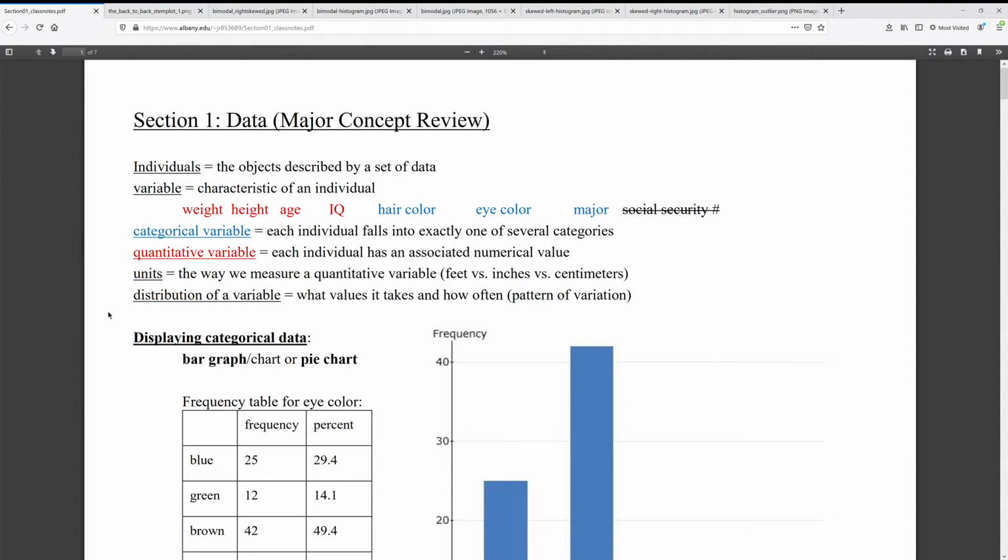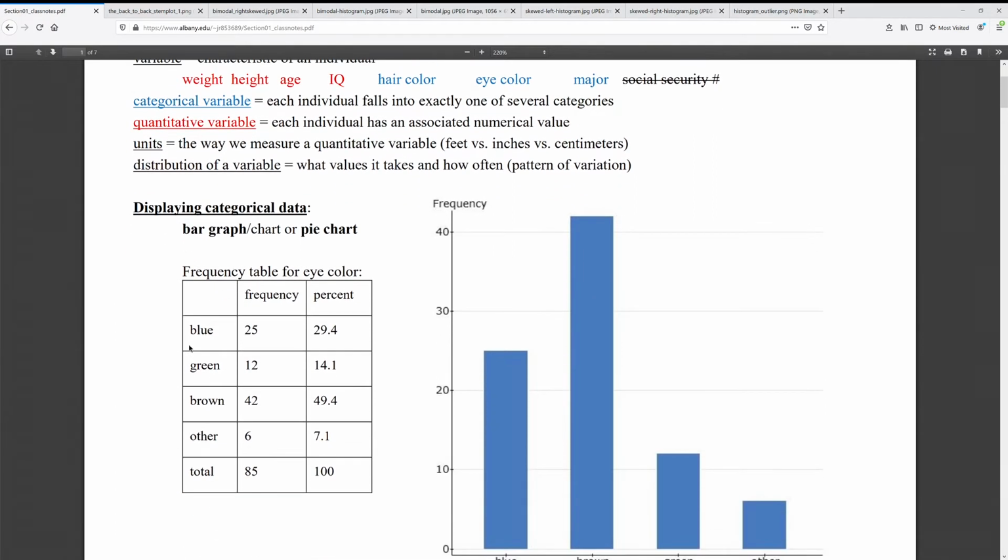Now, as far as categories go, we can dispense with them pretty quickly. There isn't a lot to say about categorical variables. The bottom line is if we're talking about a bunch of people, then all you've really got is how many individuals have been lumped into each of these categories. So for the sake of argument, we're talking here about 85 people, and we've got 4 eye color categories. So 25 of the people in the room or whatever have blue eyes, 12 have green eyes, 42 have brown eyes, 6 have other.